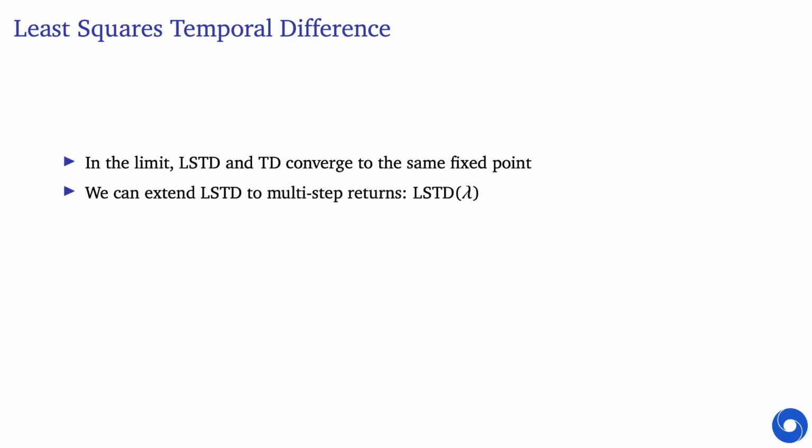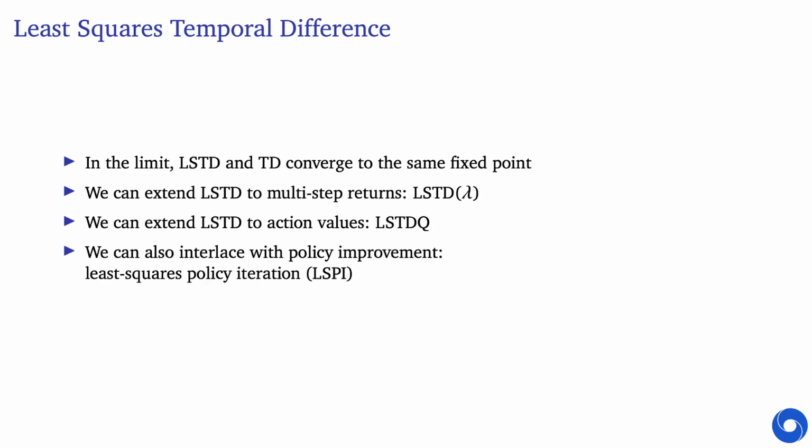And we can extend LSTD to multi-step returns as well. We could consider LSTD lambda instead of just the one-step LSTD that we discussed just now. It can also be extended to action values, quite naturally. You can almost always extend anything that's defined for state values to state-action values by considering SARSA-like approaches. And then, of course, we can interlace it with policy improvement. We could have least squares policy iteration, where we use LSTDQ to estimate action values for the policy evaluation phase, and then we greedify the policy.